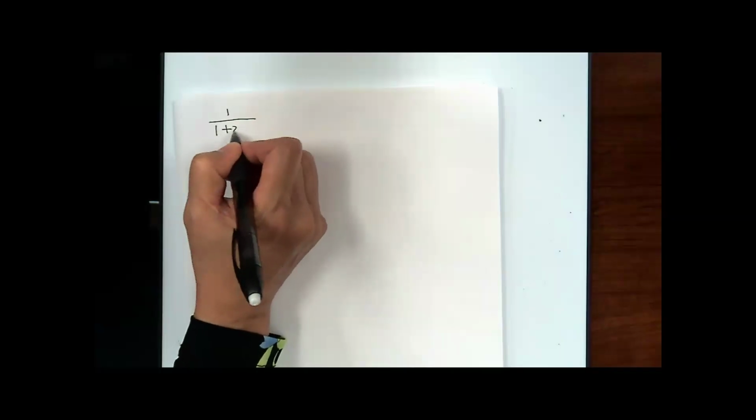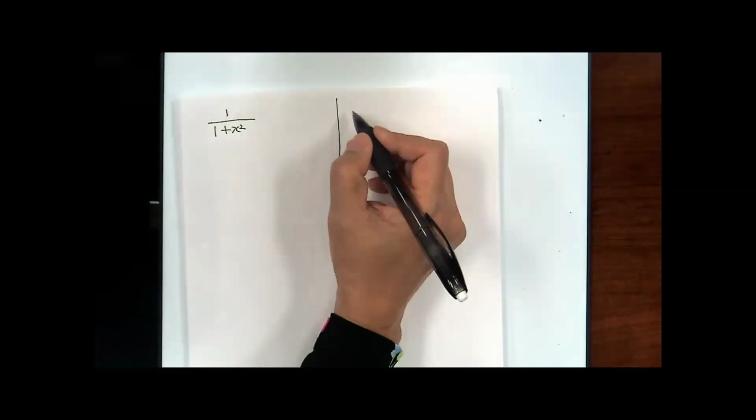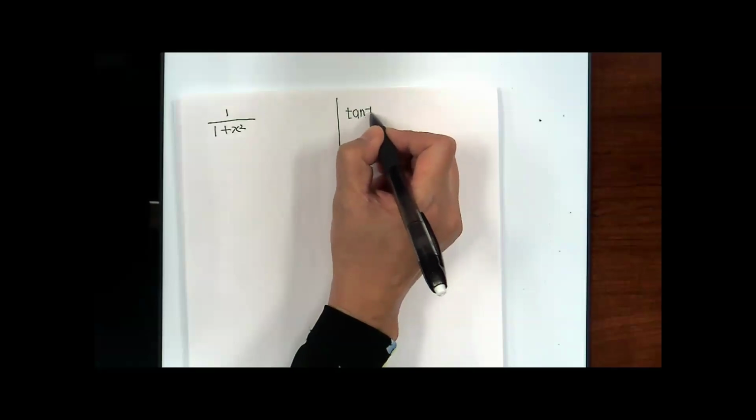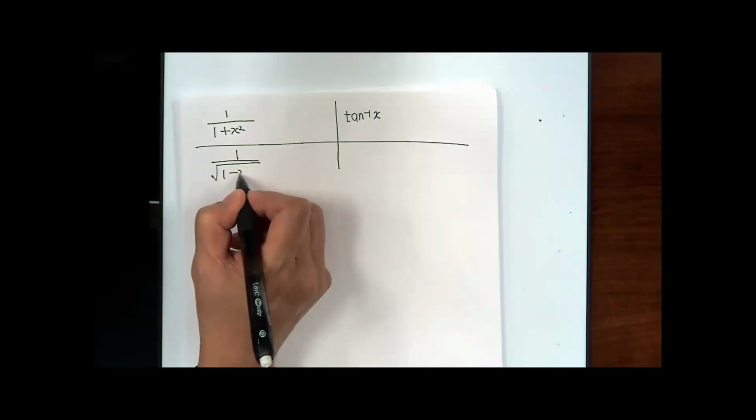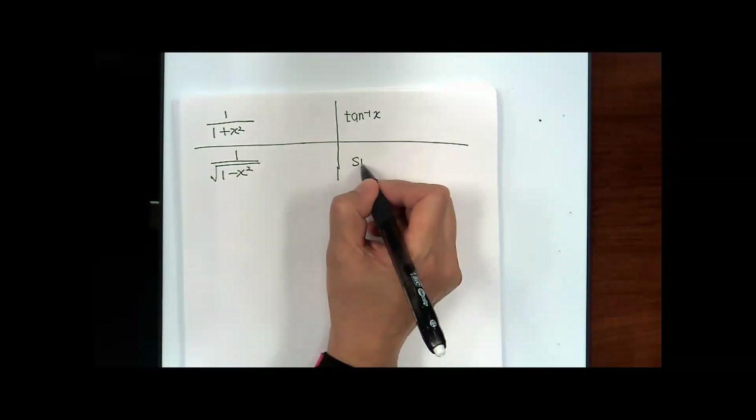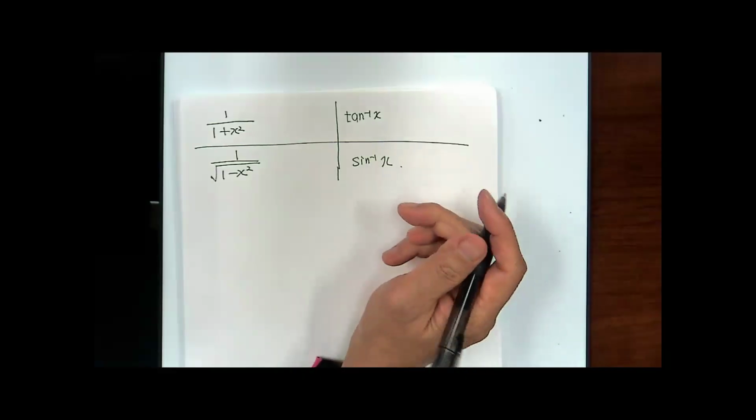One over 1 plus x squared. If you integrate, then that'll be tangent inverse of x. If it is 1 over square root of 1 minus x squared, then that will be sine inverse of x. So all those formulas must be written in a separate sheet, and you have to review it every day so that you will not be confused with the formulas.